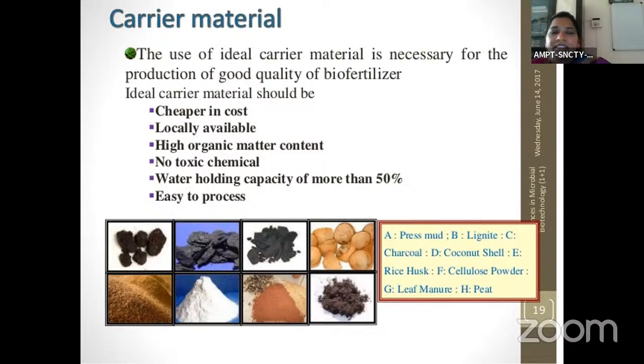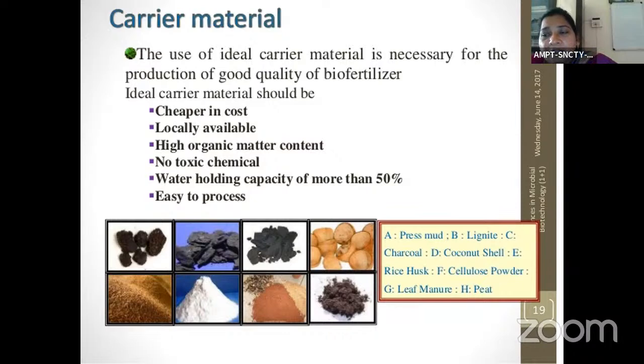The use of ideal carrier material is necessary for the production of good quality biofertilizers. Before using this carrier material, it should be sterilized. Whenever we select the carrier material, it should be locally available. The cost of the carrier should be cheap. It should contain higher organic matter content. No toxic chemical should be present in the carrier material. The water holding capacity should be more than 50%. It should be easy to handle, and it should not cause any health issues for those who handle it. These are the characteristics of carriers you have to check before selecting the carrier material.